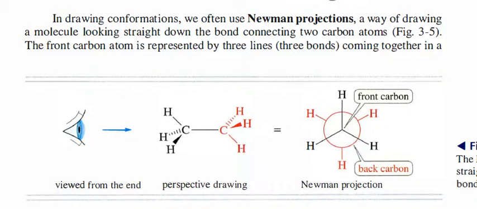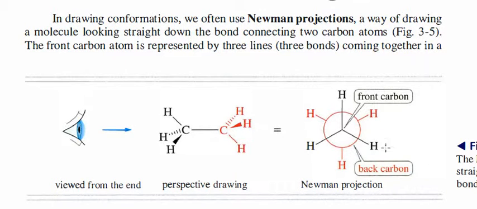So after we talked about the chemical structure of ethane, I want to talk about the Newman projections. In drawing conformations, we often use Newman projections, a way of drawing a molecule looking straight down a bond connecting two carbon atoms. As you see here in this figure below, the front carbon atom is represented by three lines, three bonds coming together in a Y shape.